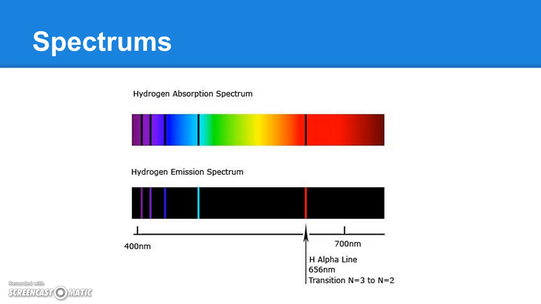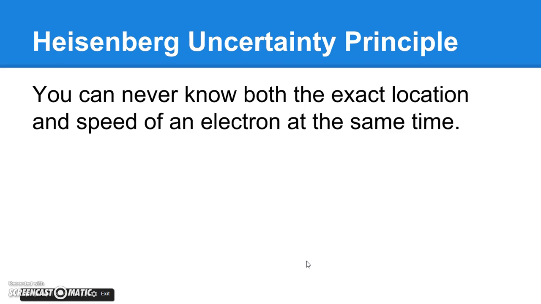From there we can look at the absorption and emission spectrums. Absorption spectrums show which colors are absorbed and have black lines where the wavelengths are emitted. The emission spectrums show which colors are emitted, and this is that of hydrogen. We know now that the Bohr model is only valid for hydrogen, and this is because of the Heisenberg uncertainty principle in part, which says that you can never know both the exact location and speed of an electron at the same time.